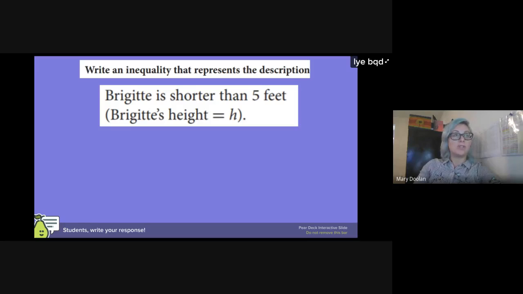And if you're not sure if you did it correctly, think about substituting in values where the h is. If she's shorter than 5 feet, and I put a 4 there, make sure it's a true statement. If you replace the h with 4, and then you have your comparison symbol and then the number 5, make sure it's true.